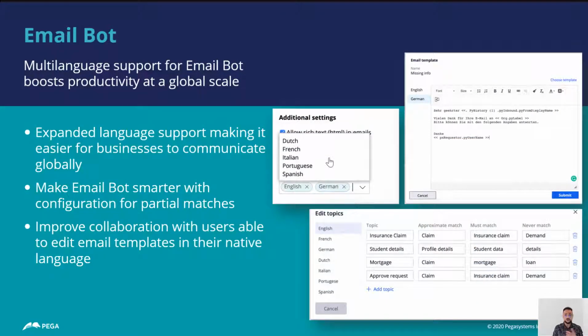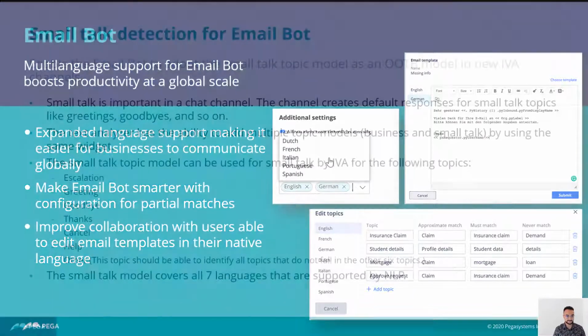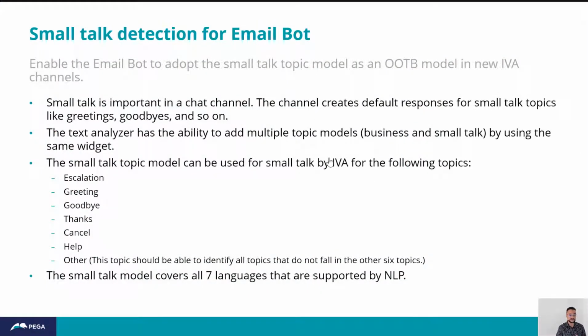Now to the email bot, or the intelligent virtual assistant, which now supports 7 languages out of the box. So we're now offering the email bot not only in English but also in German, French, Italian, Spanish, and Portuguese. Another new capability related to the email bot is the new out-of-the-box model, which detects and handles small talk like greetings and goodbyes, and these new small talks actually apply to the 7 languages that we're now covering.